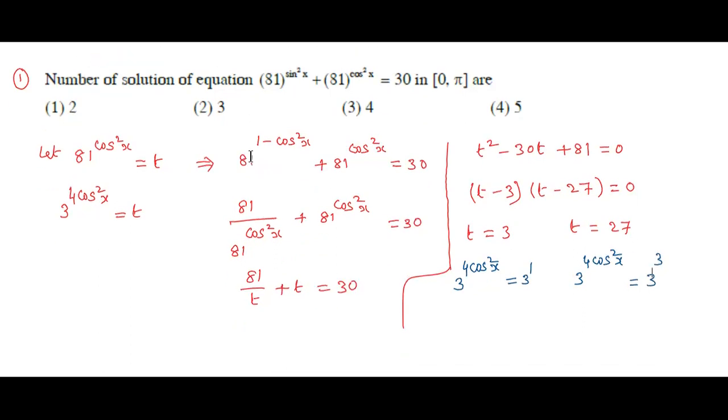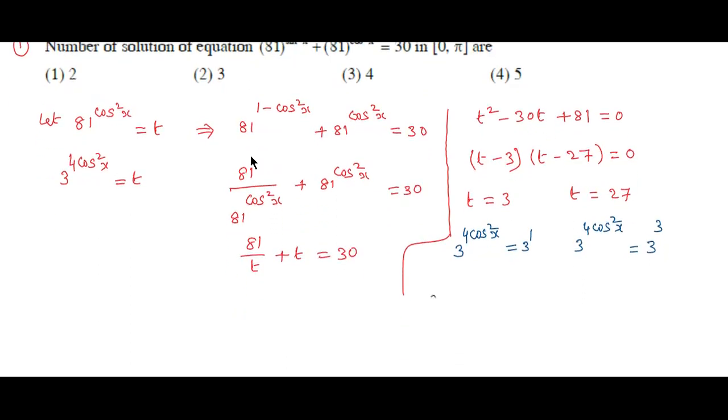Now bases are equal, so powers should be equated. Then we get cos square x value is 1 by 4. Then what is cos x? Cos x is equal to plus or minus 1 by 2. And here 4 cos square x is equal to 3, so cos square x is equal to 3 by 4. Cos x is equal to plus or minus root 3 by 2.